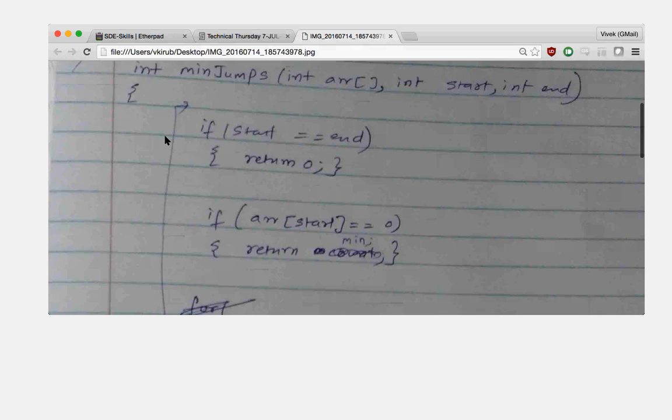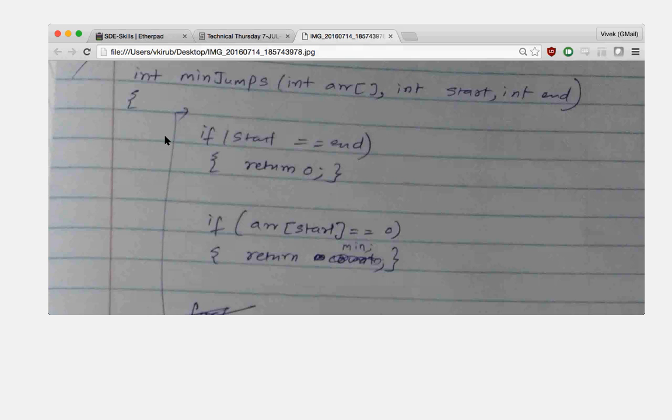If the value in the start position is 0, that means you cannot jump. This could be at any point in time, in between while we are computing, or just in the beginning when we have started computing. Whenever it happens, we'll return the minimum value. I'm sorry about that, I wanted to initialize the minimum value up there, so I have an error. What is minimum value?